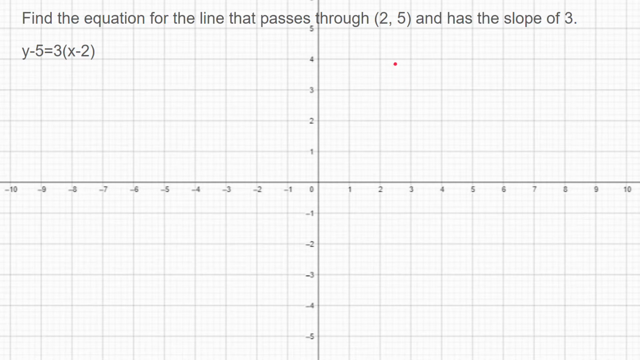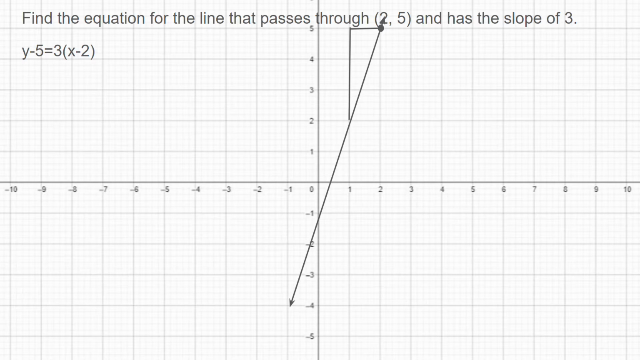If we were to graph the line that passes through (2, 5) and has a slope of 3, we should first locate (2, 5), which is here. Because it has a slope of 3, it goes left 1 and down 3. You can also go up 3 and right 1, but as you can see, I do not have the space for that. If we connect these two points, we get this line.